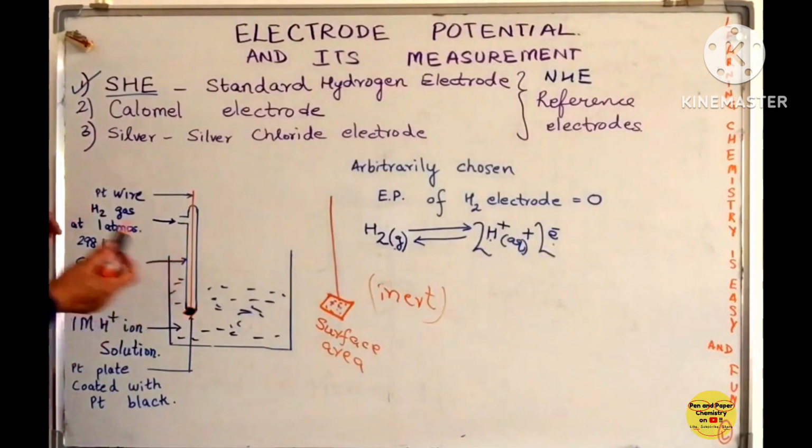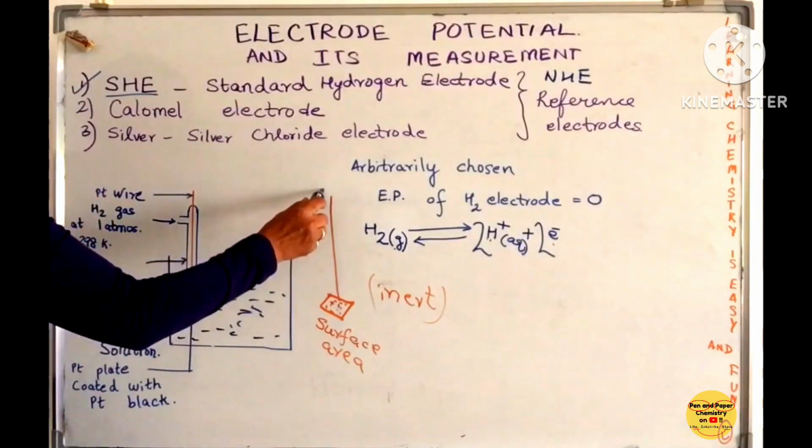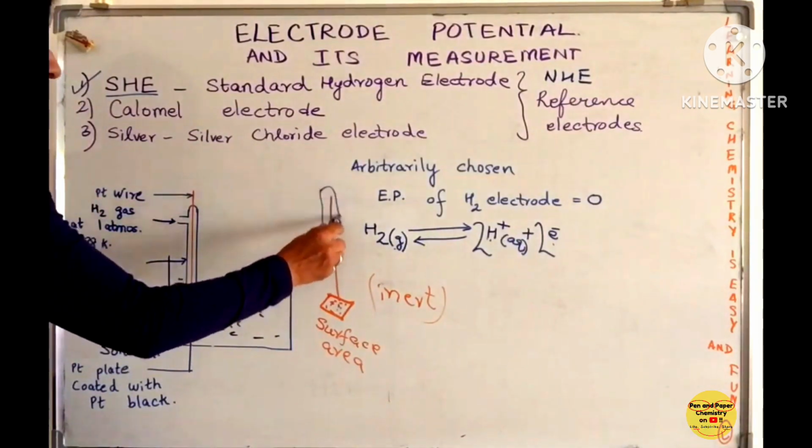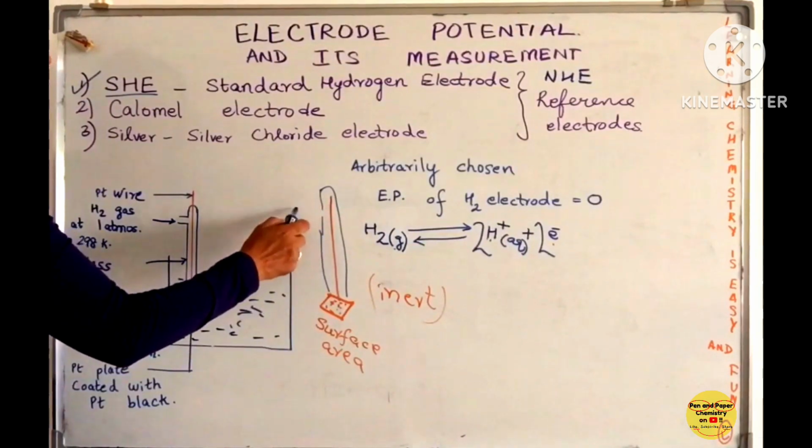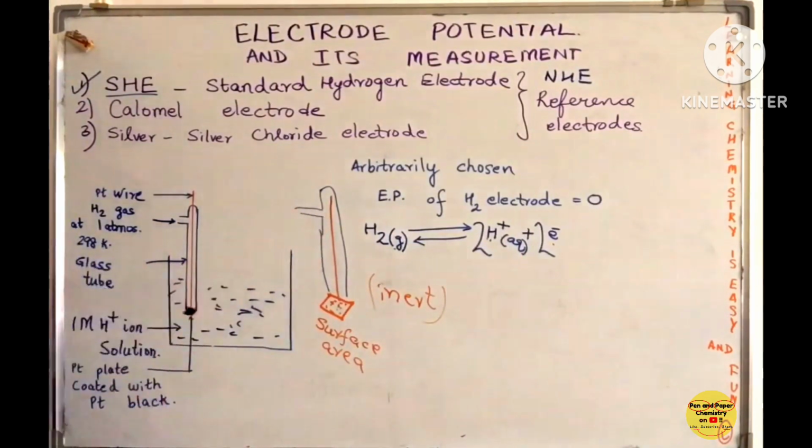Then outside this we have got a glass tube, and there is an inlet for hydrogen gas. Now we notice that the electrode potential varies with temperature, pressure and conditions like that. So we need to specify the pressure and the temperature. 1 atmospheric pressure and 25 degrees Celsius, or we also call it as 298 Kelvin.